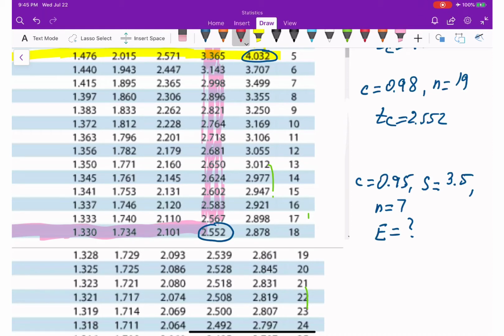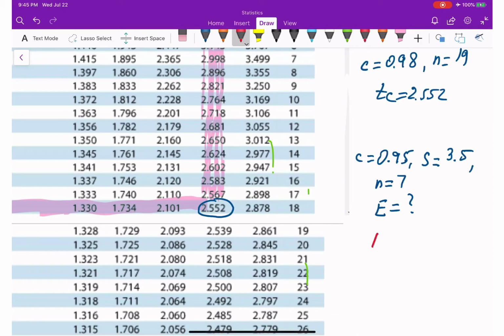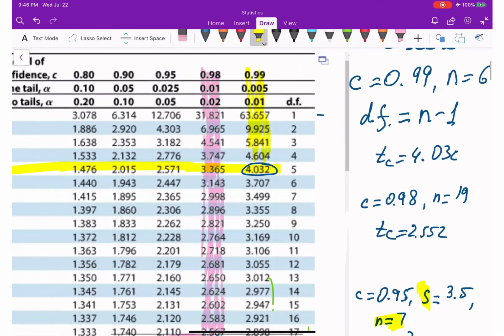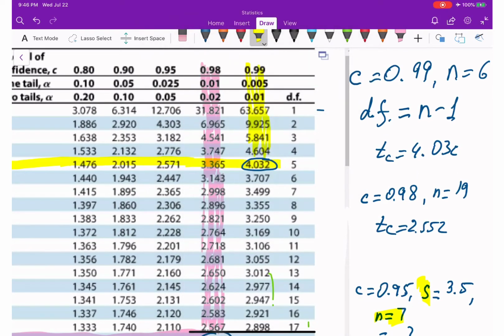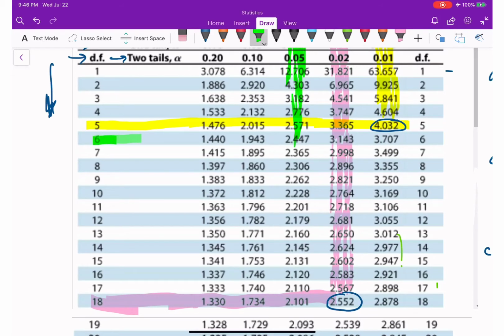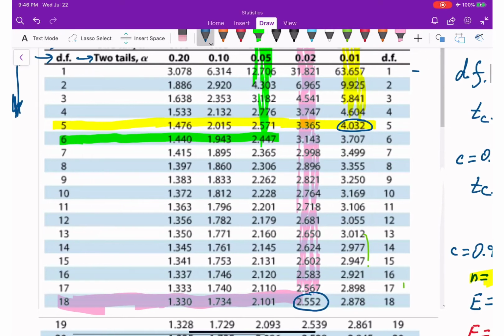The formula for margin of error is similar to z-score margin of error, with the difference instead of z-score we are going to use t-score, and instead of sigma, which is standard deviation of population, we are going to use standard deviation of the sample over square root of n. The only thing we need to find is T critical. So for T critical we are taking 0.95. Here it is. 0.95, and we are going down all the way to n is 7, which means 6. Here it is. So we are hitting here 2.447.